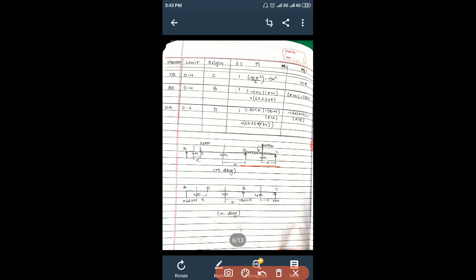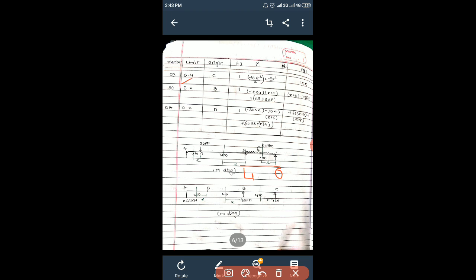Now for member CB, moving from right to left, what are the movements coming, and what are the limits and origin, that part we'll write over here. The first member is CB. The limit is 0 to 4, because here it is 0, and the given span is 4 meter, that's why 0 to 4 is the limit for CB.